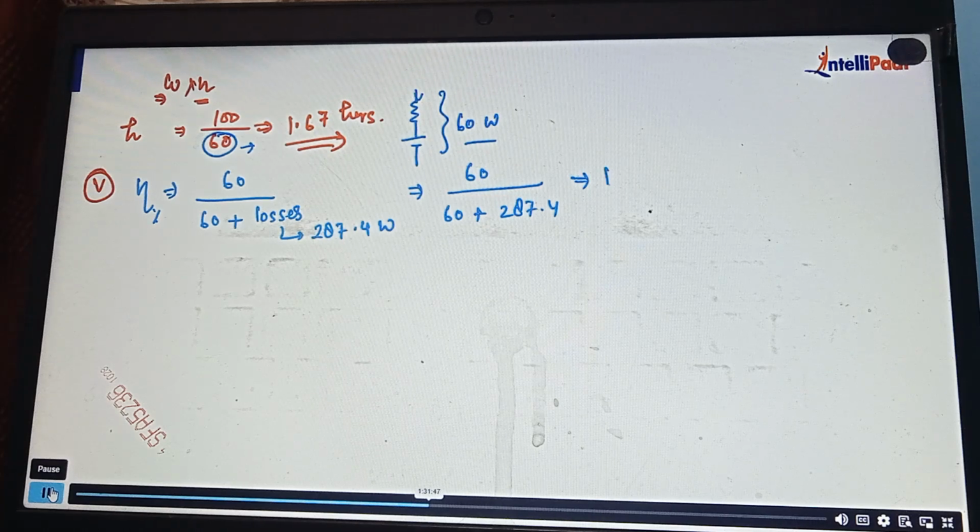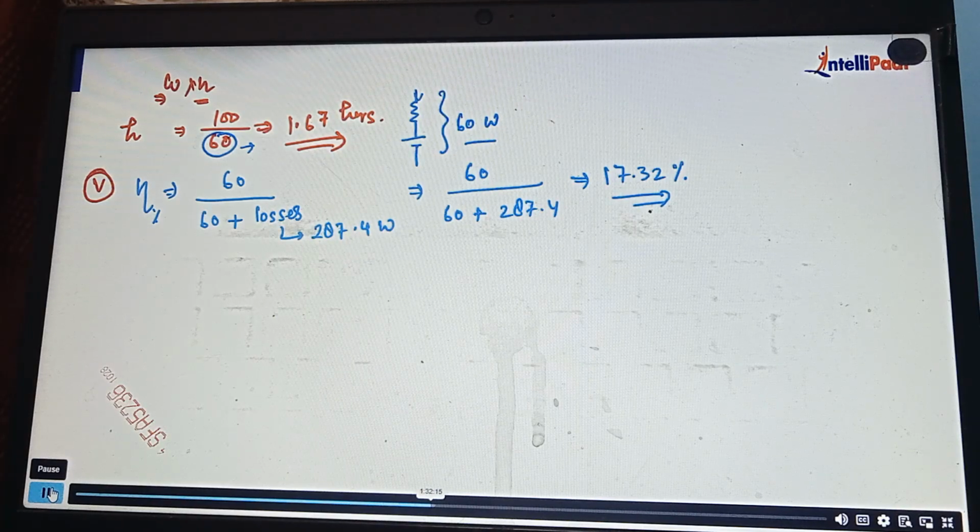So efficiency, can you calculate the efficiency of this? 60 plus 287.4, and 60 divided by answer. So it's 17 point something. So 17.32%, that is the efficiency of this particular system.